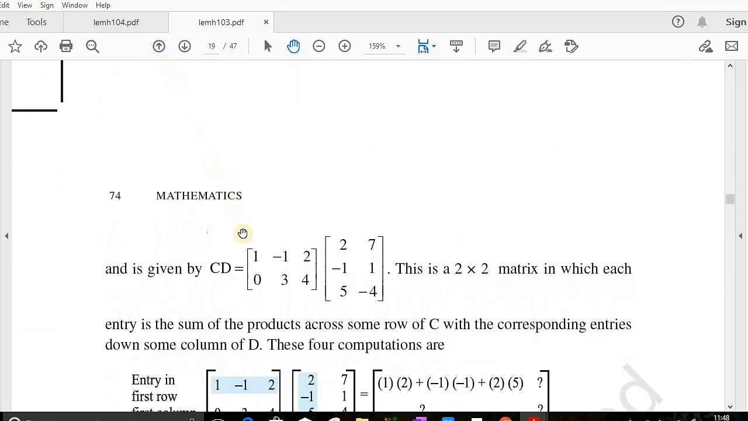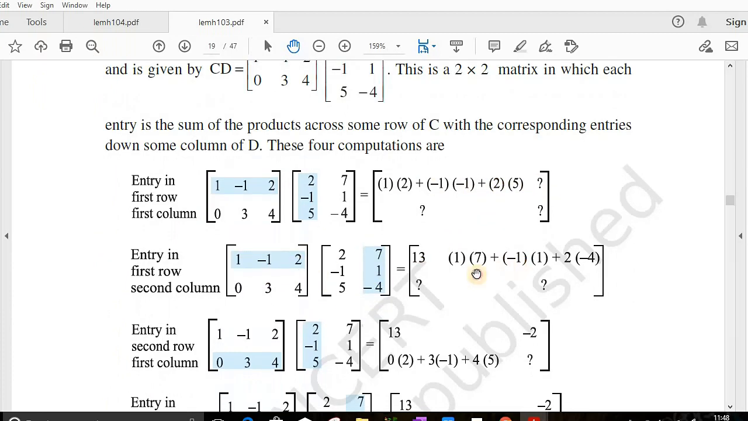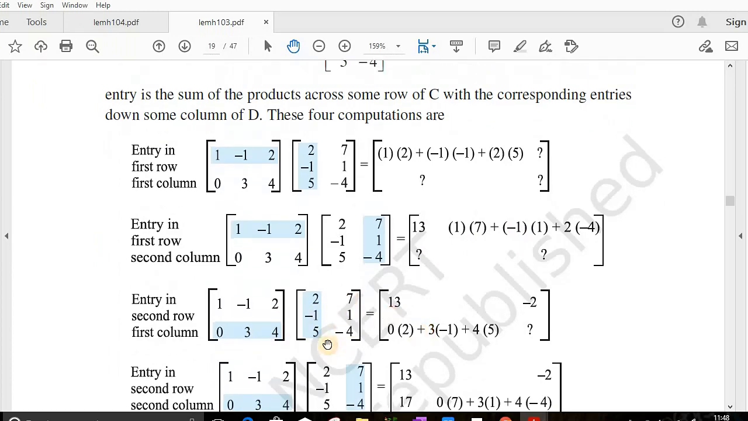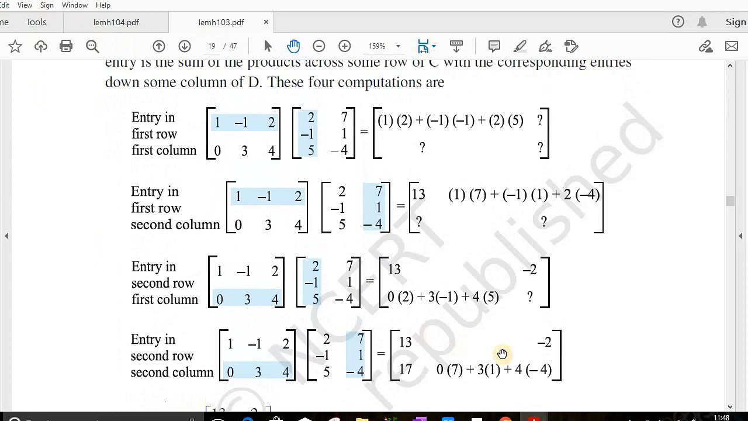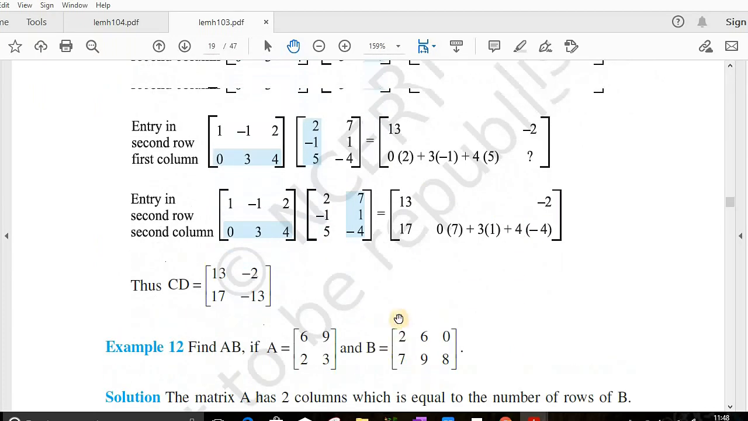In general, AB is not equal to BA in matrices. So yes, it is like this. The entry in the first row and first column of A squared: multiplying A with A, we get A squared. We have to multiply this with this. When we multiply A squared with A, you will remember what happens, right?